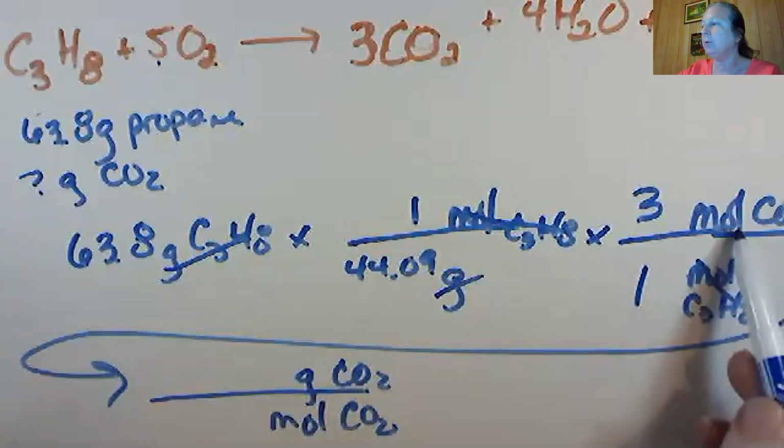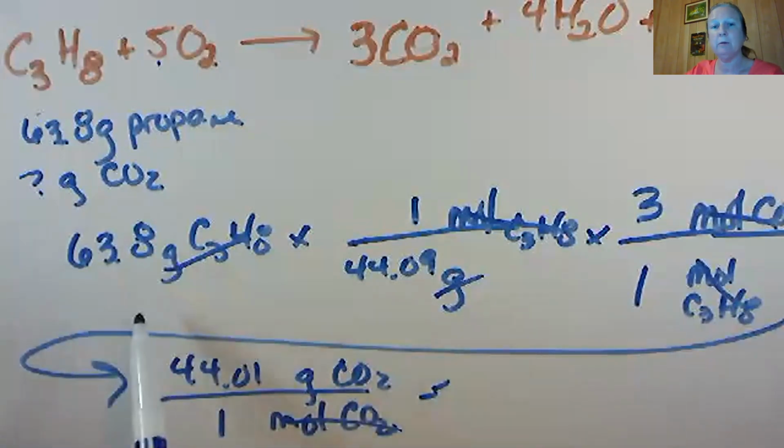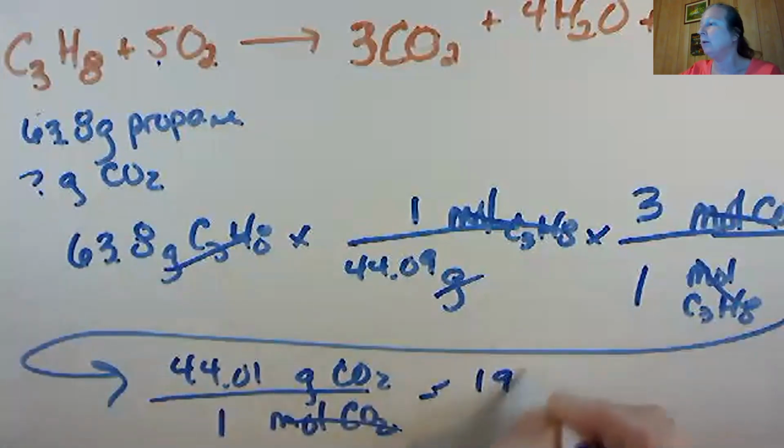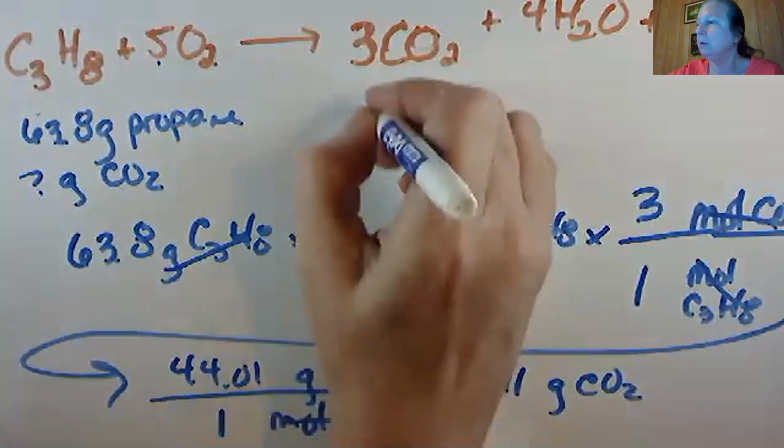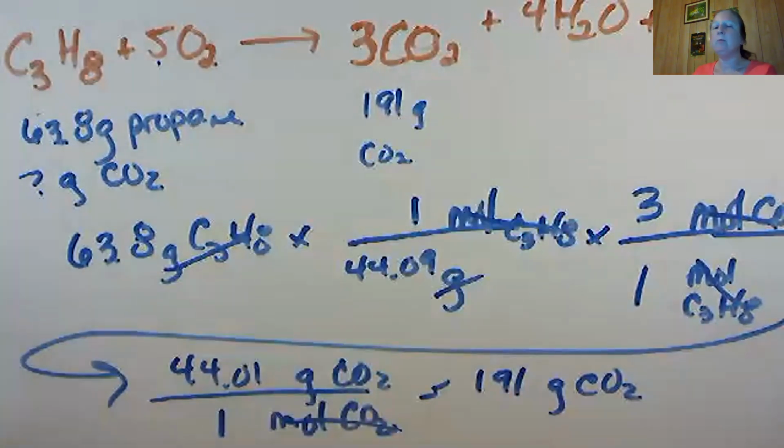So 3 moles of CO2 is on the top here. My moles of CO2 are on the bottom. Therefore, they cancel out. For every 1 mole, I have 44.01 grams of CO2. Do all my math. I have 3 sig figs here, 4 here, 4 here. I'm multiplying and dividing. So you count 1, 2, 3, and my answer will be in 3 sig figs. So I will make 191 grams of CO2. So that is my theoretical yield.